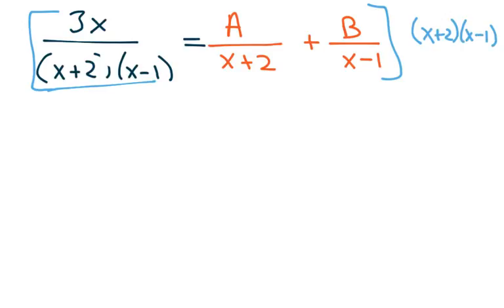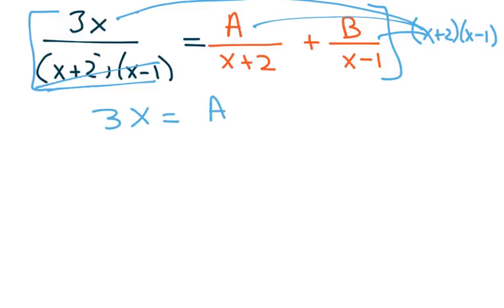And we multiply it 3 times. We're going to multiply it by this part. 1, 2, 3. So we multiply the first part. This will cancel out, and you just get 3x. And then here we're going to have a times x minus 1 plus b times x plus 2.